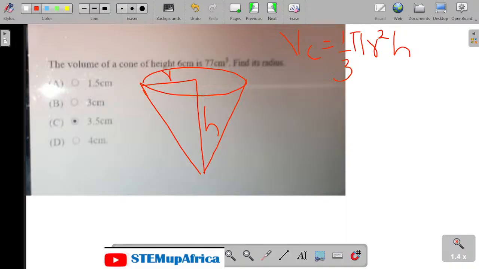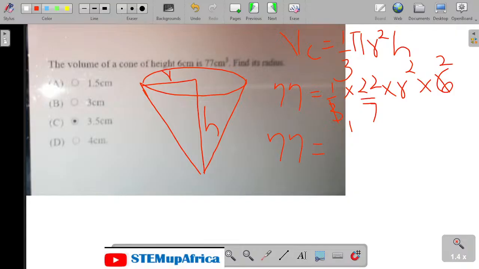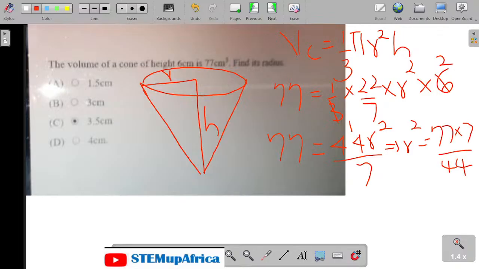So for the volume of cone, I will put 77. So here becomes 77 is equals to 1/3 times 22/7 as pi times radius square times the height 6. So I can simply cancel those. I can cancel 3 here 1, 3 here is 2. So I'm left with 77 is equals to 22 times 2, that will give us 44 radius square over 7. So if I cross multiply and make the radius square the subject, I'm going to have radius square equals to 77 times 7 divided by 44. So let's cancel out 11 here, 7, 11 here is 4.